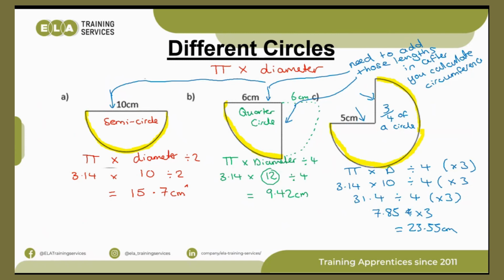If you wanted all the way across, you would do your 3/4 and then add those bits in addition. So it would be 23.55, add 10. It would be 9.42, add 12, and then it'd be 15.7, add 10 to get those extra parts as well.